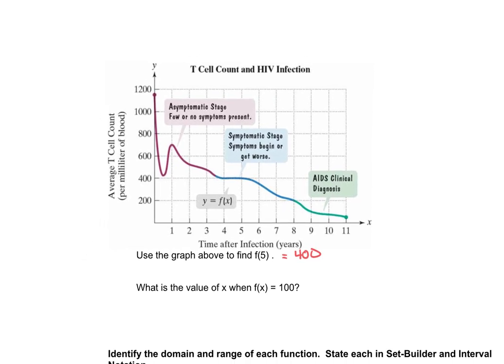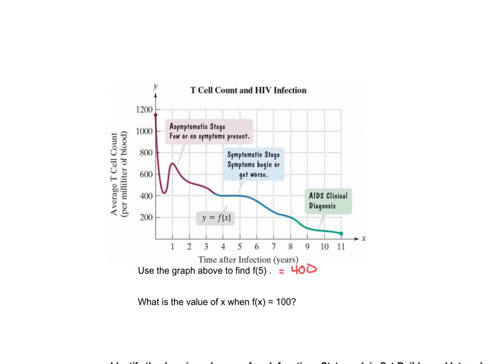What is the value of x when f of x equals 100? So let's find the answer first. What would the answer for that be, Colin? 9. So x equals 9 is our answer. What's the context there? The question is asking if the T cell count is at 100, approximately how many years after infection is that probably, right?